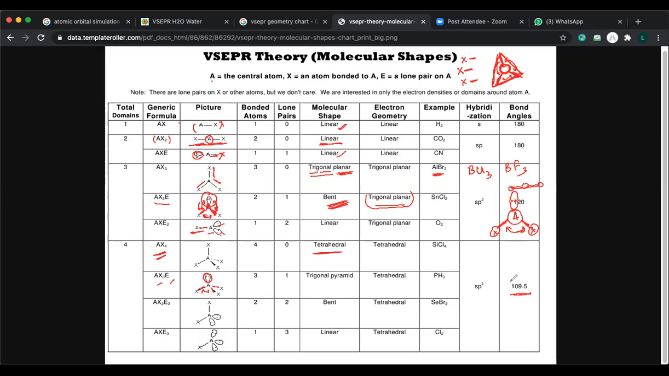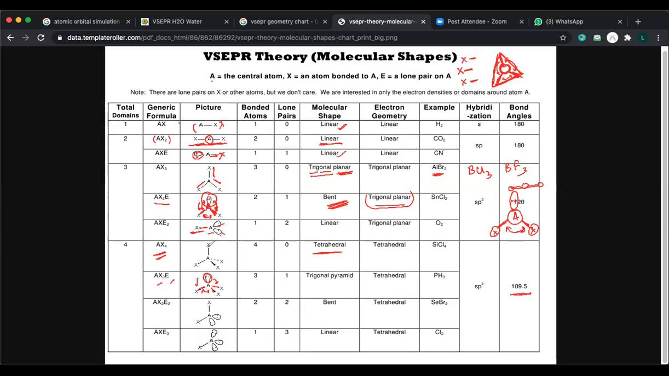Compared to the tetrahedral above. In a tetrahedron it's 109.5, but here it should be slightly less than 109.5, because the lone pair will push them down a little bit more than the original tetrahedral shape would, because there is no lone pair.